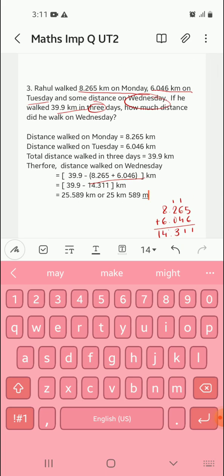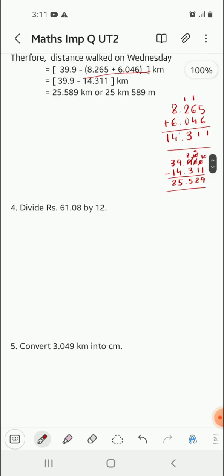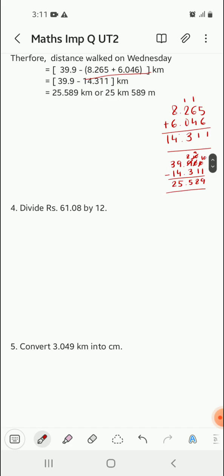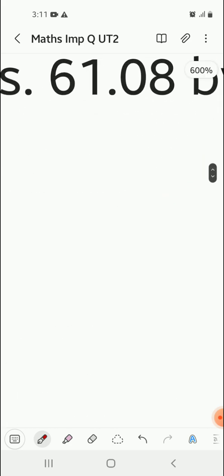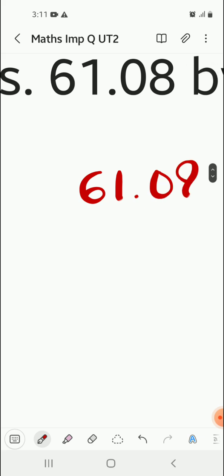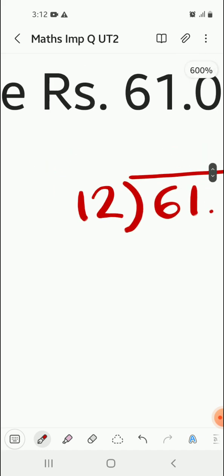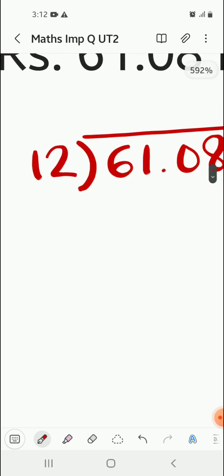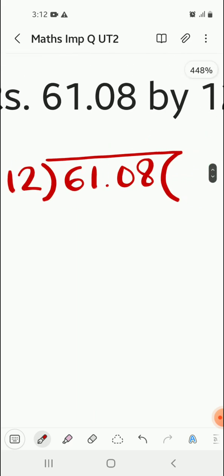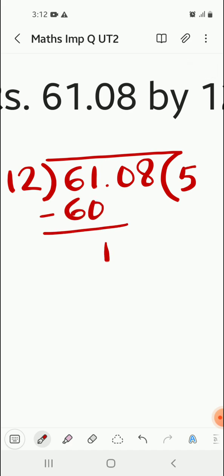Moving on to the next question, number 4. Divide 61.08 by 12. So 61.08 divided by 12. So first 12 into 5, 60. Then 1. We've got the decimal place, so the decimal point shifts here. So we have put a decimal here.